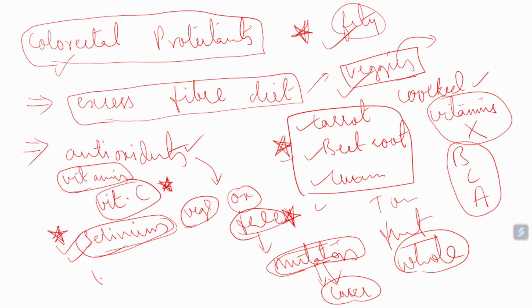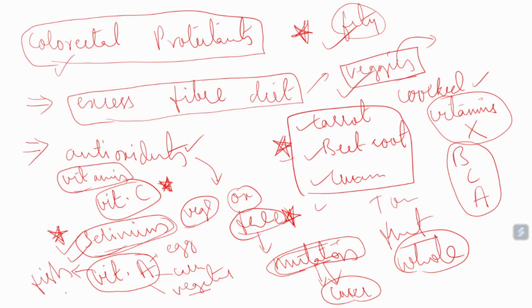And another very, very important protectant is vitamin A. Vitamin A rich sources, what do we have? We have egg, we have carrots, all vegetables, deep colored vegetables, and fish oil, and a few meats also. All these contain vitamin A. So vitamin A is also another antioxidant. It has antioxidant property, and it also has cancer protecting activity.